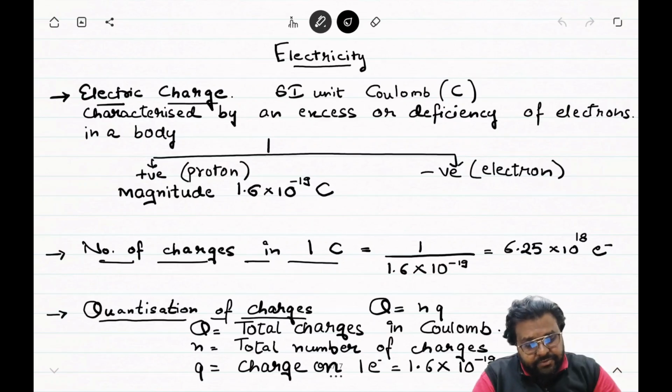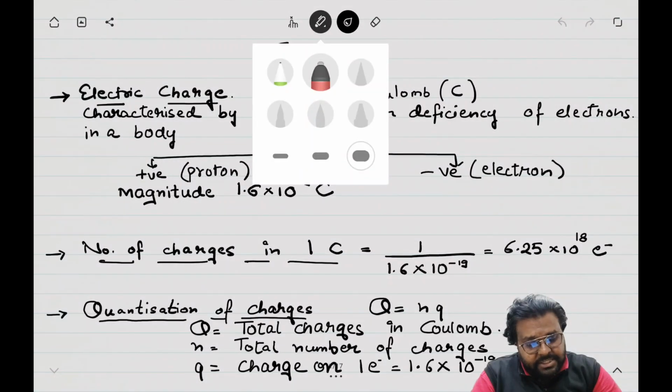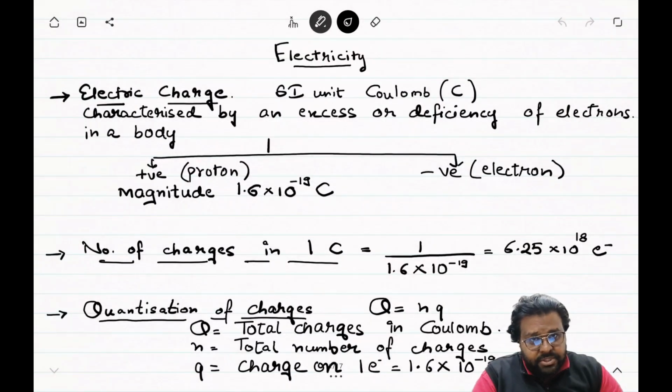Let's start with electricity. Electricity is basically the form of energy which comes into our domestic and commercial places, with the help of which all the electrical components work. Basically, electricity consists of and is constituted from electric charges. We'll start with the charge.